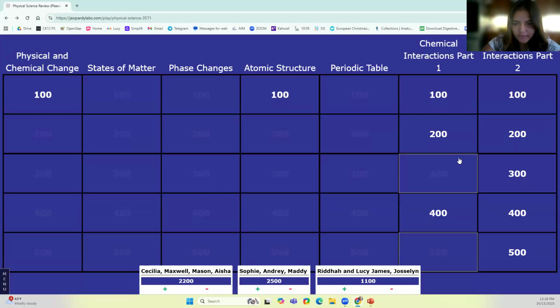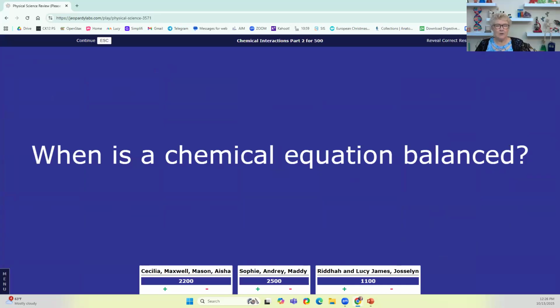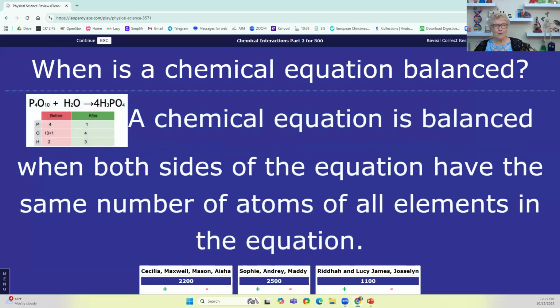Can I do chemical interactions part 2, 500? Yeah. When is a chemical equation balanced? Andrea? When it has the same amount of both elements on each side of the equation. Yep, very good. You guys all agree? Yes, it is balanced when both sides of the equation have the same number of atoms of all the elements in the equation. Excellent.